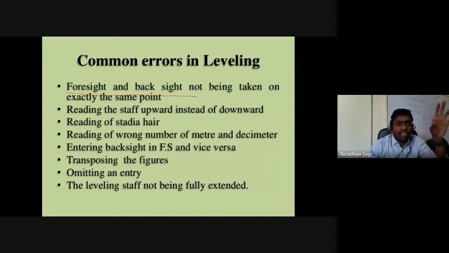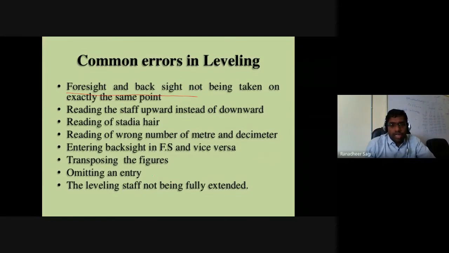Entering the backsight in foresight and vice versa. You might have taken the readings properly, but while noting them in your field book, instead of listing a reading under backsight, you might write it under foresight, or vice versa, because of some slight confusion. Also there may be errors from transposing figures, or from improper drawing of rough sketches, which will give confusion about whether the next reading indicates a rise in the ground or a fall in the ground.